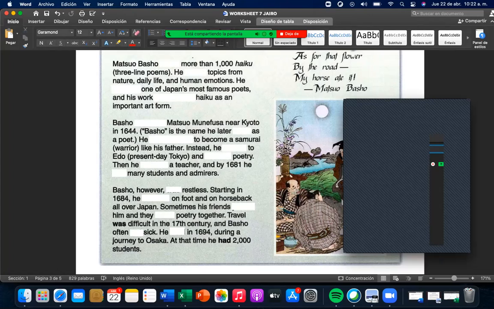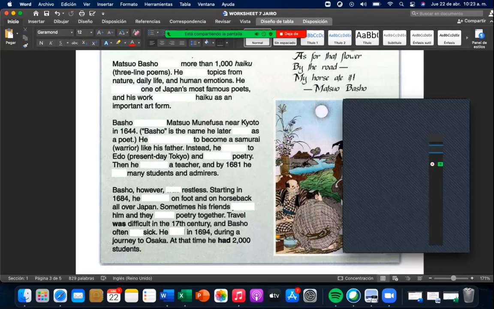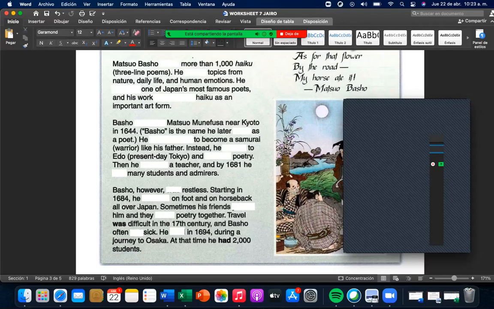Okay, Matsubashi wrote more than 1,000 haiku three-line poems. He chose topics from nature, daily life, and human emotions. He became one of Japan's most famous poets, and his work was haiku as an important art form.